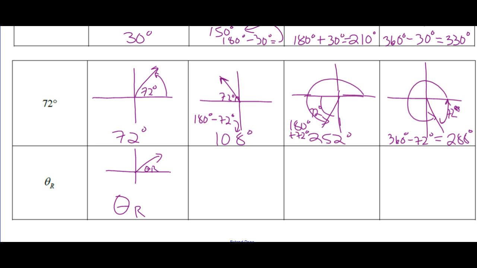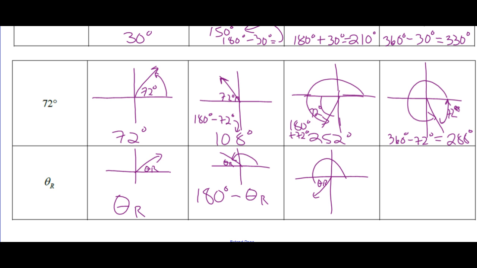So the angle is just theta r, right? In quadrant 1, the reference angle is the angle. If I have a reference angle of theta r in quadrant 2, what's the angle? So 180 minus theta r. If I have a reference angle of theta r in quadrant 3, what's the angle? So 180 degrees plus theta r.